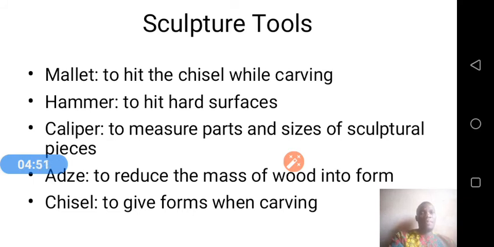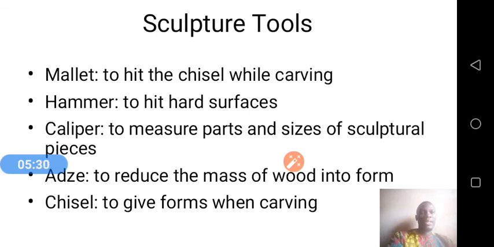Now, mallet and hammer seem to be the same, but with some features that are different. Most of the time, hammers are used to hit hard surfaces. Hammers are always metal. The heads of the hammers are always metal. While your mallets are used to hit surfaces that you do not want scratches or marks to appear on. Most of the time, mallets are not metal. They are either wooden or a very strong rubber.